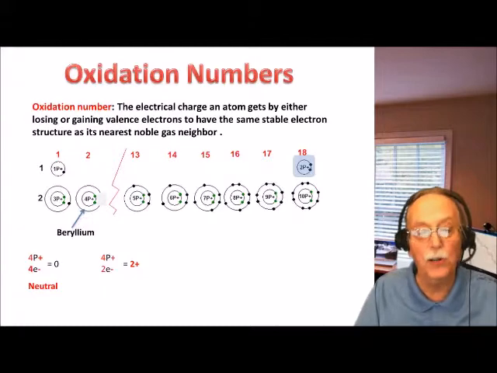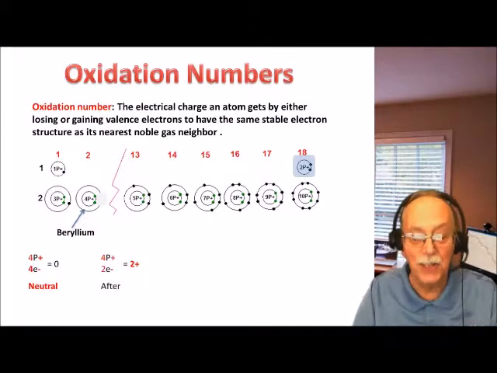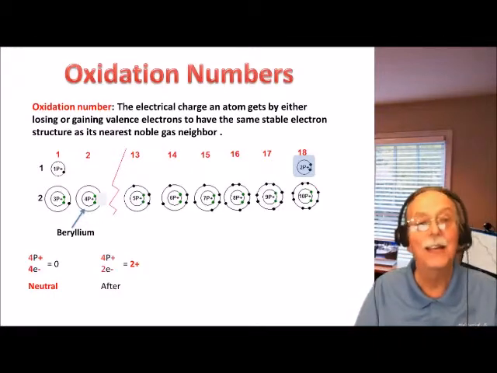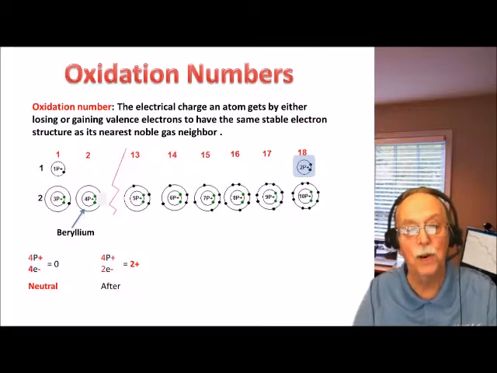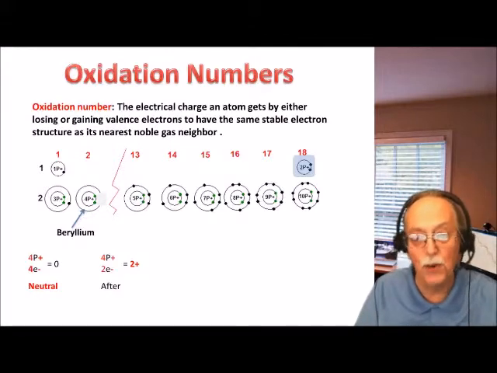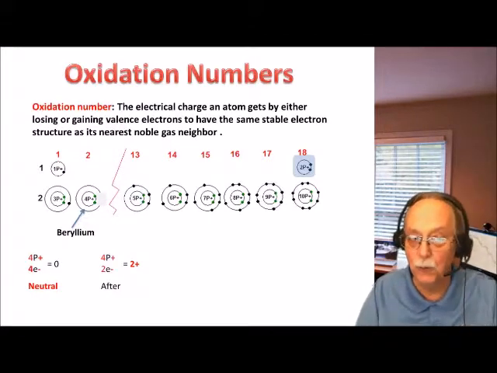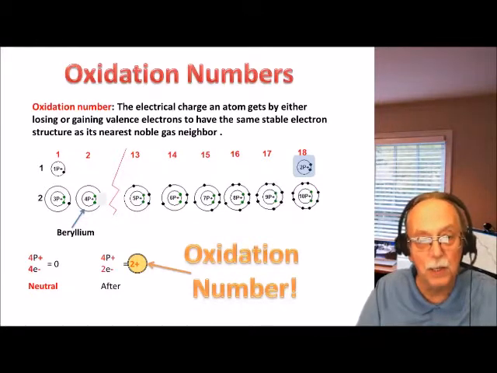4 positive charges, 2 negative charges. If you add those 2 together, it means that after it lost its valence electrons, it now has an electron structure like helium and a +2 charge. Its electron structure now, by the way, is 1s2, just like helium. And that positive charge of 2 that's left over by losing those 2 valence electrons is its oxidation number.